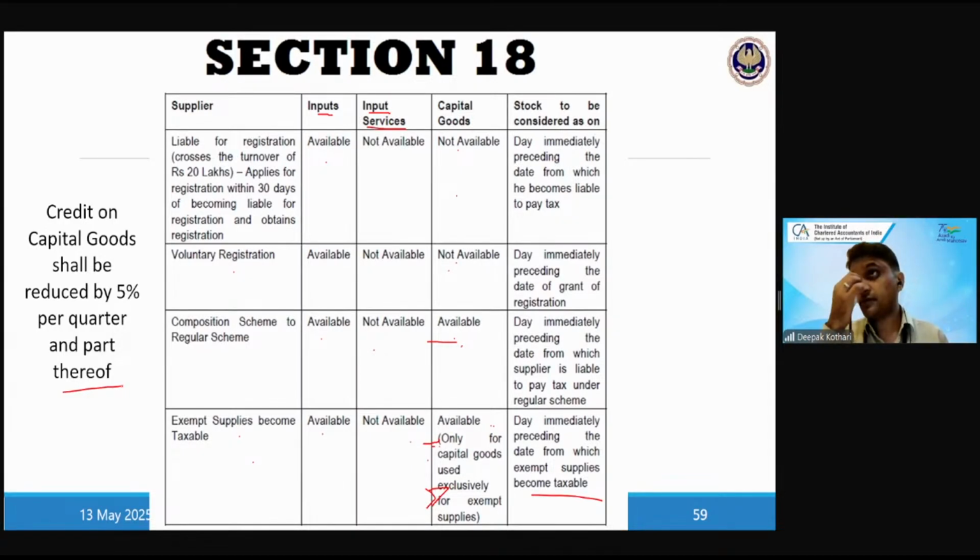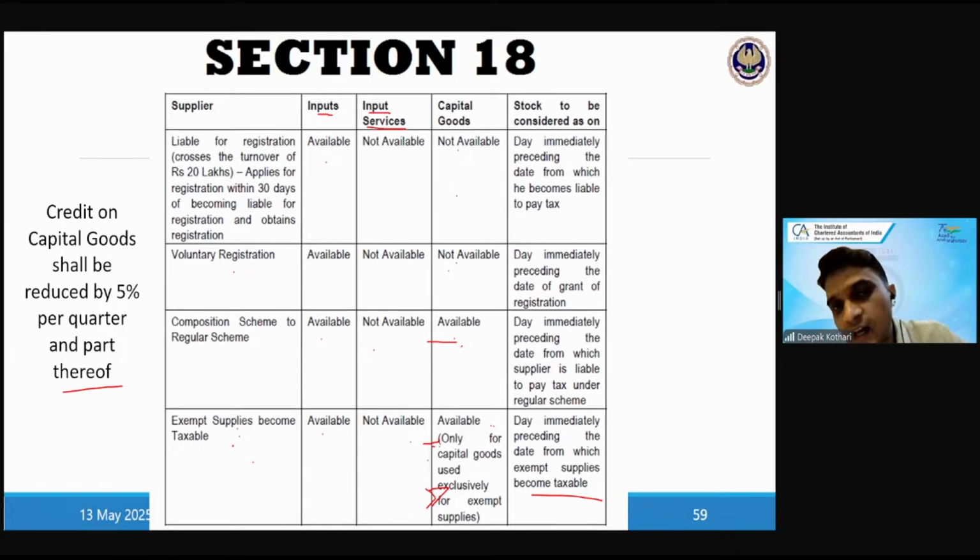That time, your supply of goods was exempted. Okay. So you have not claimed the input tax credit on the capital goods because when you purchased it, all your supplies were exempted. You were exclusively using it only for exempt supply. This category and C, exempt supply became taxable. When you purchased the laptop, you were supplying goods which were taxable at 0 rate.